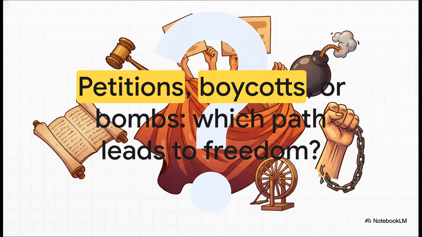So that leaves us with one last really big question to think about. The early freedom struggle wasn't just one story. It was basically a huge debate between three very different strategies. You had the patient, constitutional path of the moderates. You had the mass-based economic pressure of the radicals. And you had the violent, direct action of the revolutionaries. Petitions, boycotts, or bombs. Which path do you think really held the key to freedom? It's a question India itself would struggle with for decades to come.